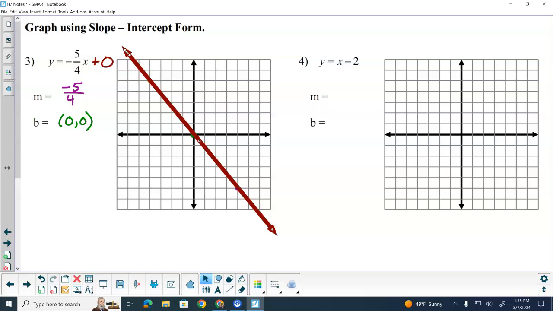Number 4, y equals x minus 2. What's the y-intercept? So how do I get there? 0, negative 2. Down 2. Put a nice dot there. Good. Okay. Oh, slope. 1, give me 2 directions.